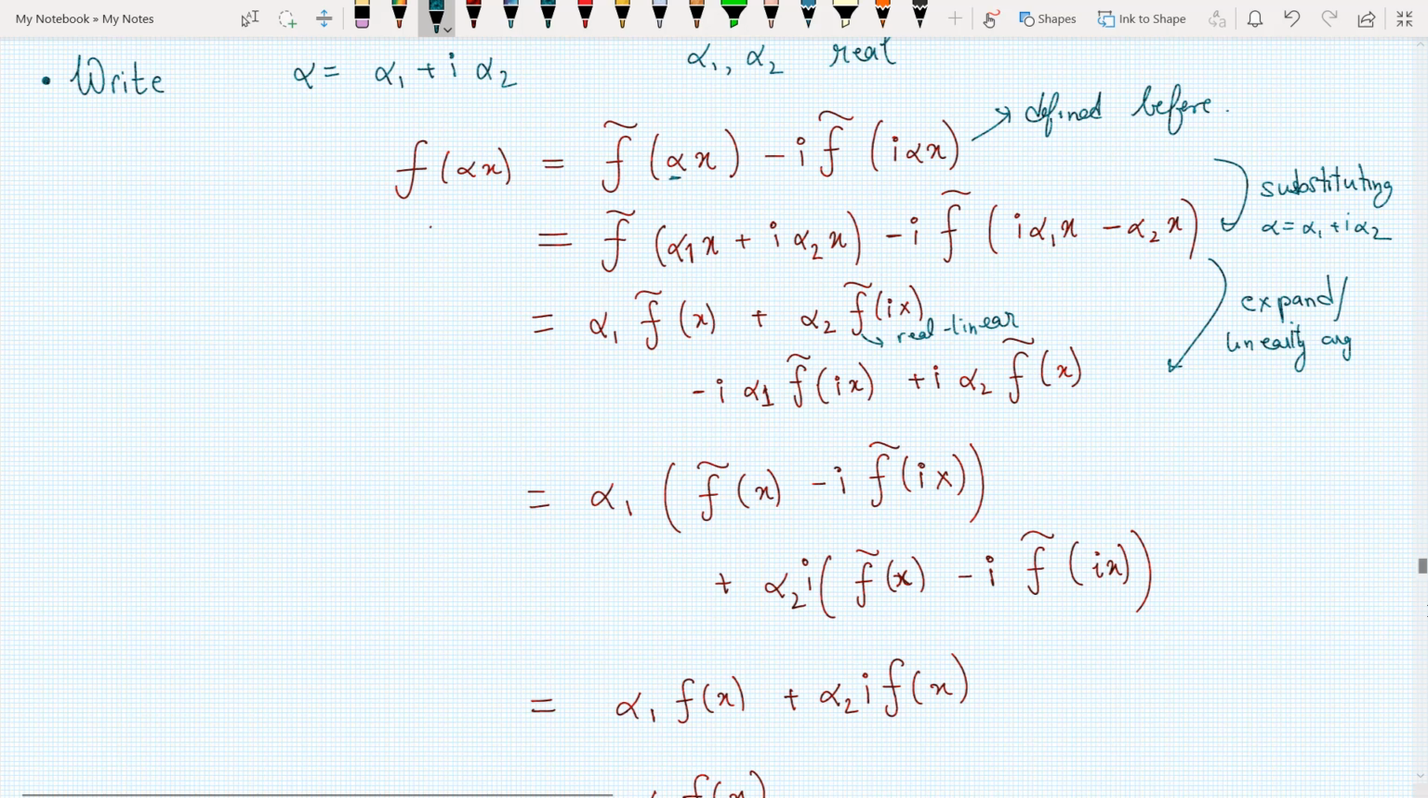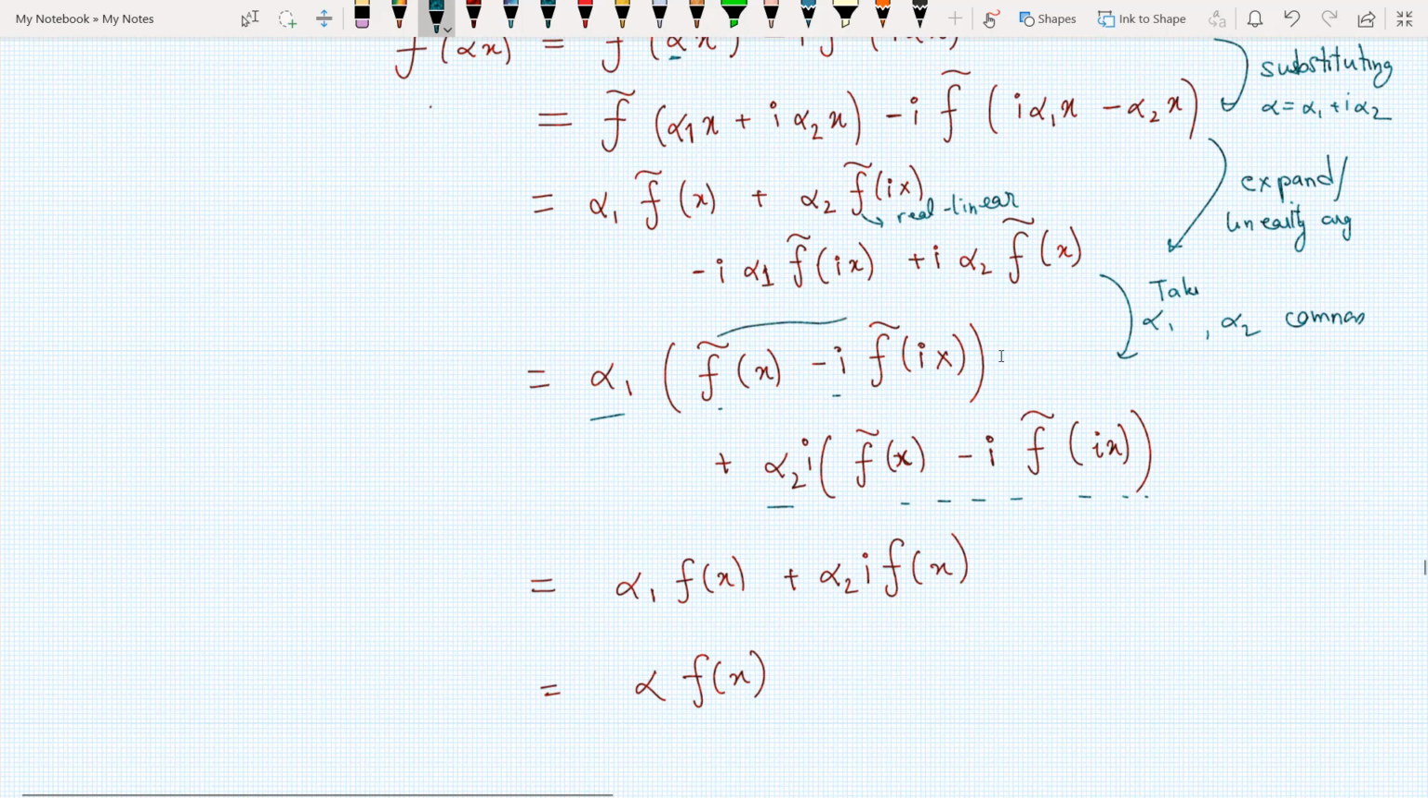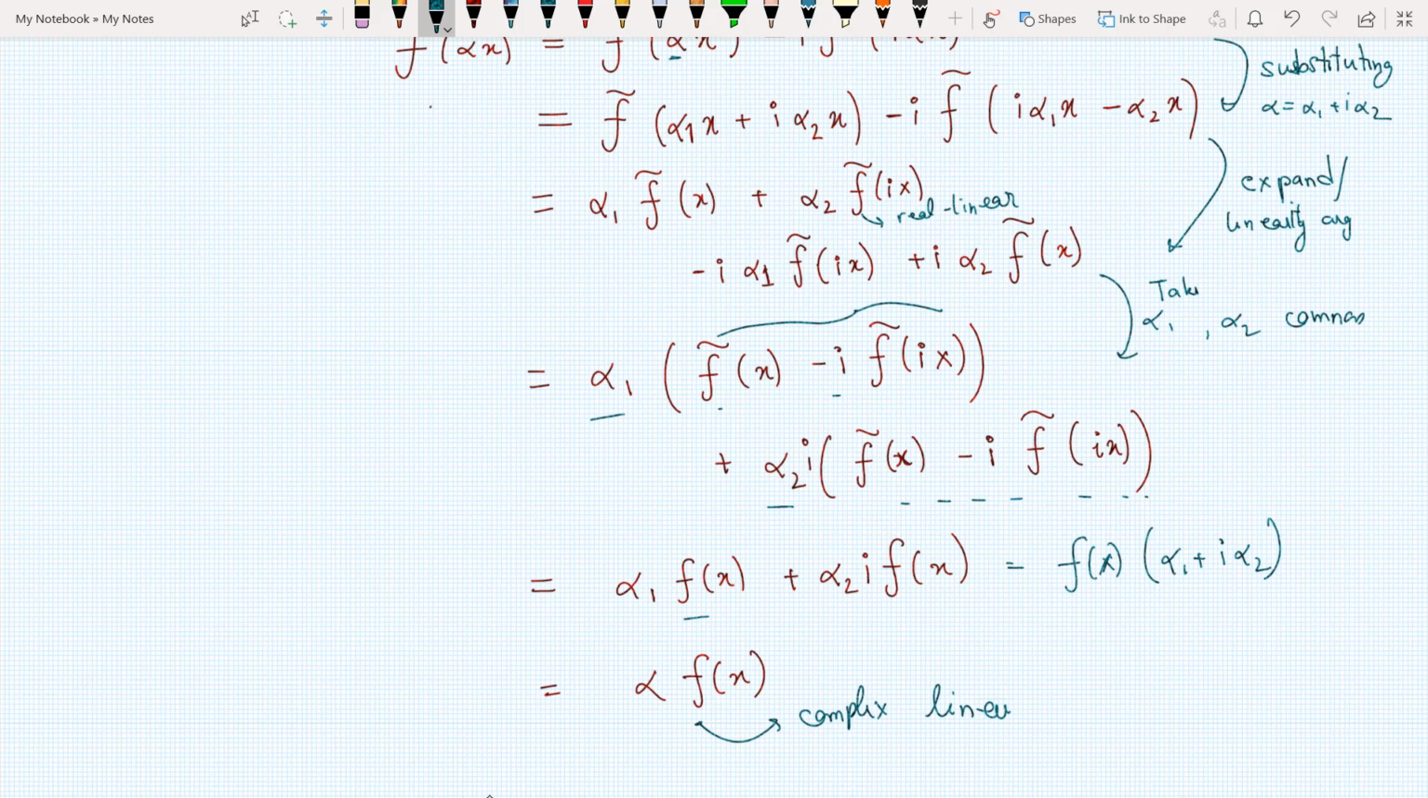So that's where, and now I take alpha common. So if I take alpha 1, alpha 2 to be the common arguments, I get this form. But aha, this was exactly equal to f of x as per definition before. So rather than writing this part, I can just write it as f of x, similarly here f of x. And now when I take f of x common, I'm just left with, let me write down this step, alpha 1 plus iota times alpha 2, which was nothing but alpha. So I have proved that f is complex linear.